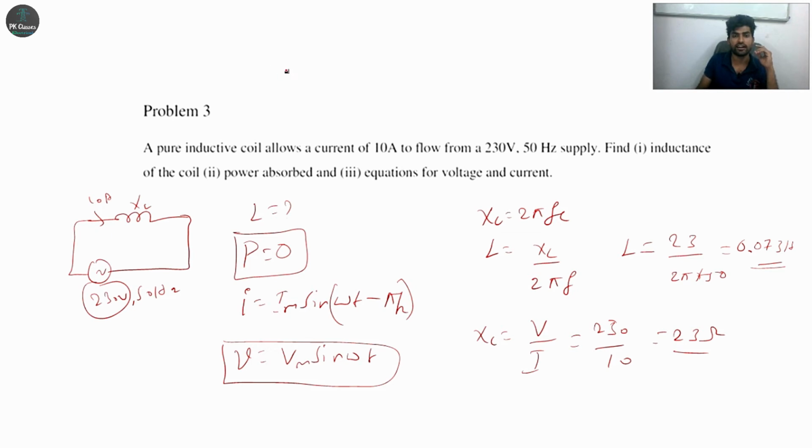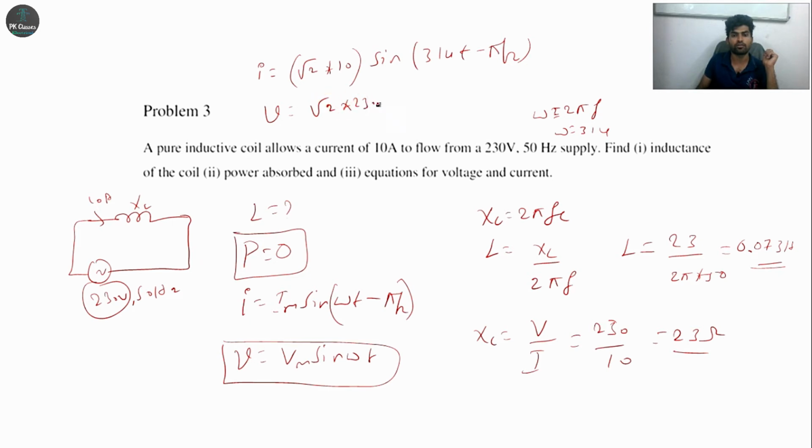Okay. Next, there is the current and voltage equation. For current we need Im. Im is equal to root 2 into I, which is 10, into sine of omega t. Omega is equal to 2 pi f, so we will get omega is equal to 314. So 314 t minus pi by 2. Directly we get v is equal to root 2 into 230, the RMS value, sine of 314 t.